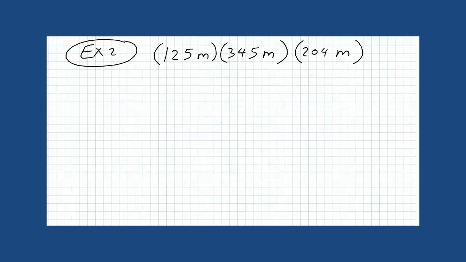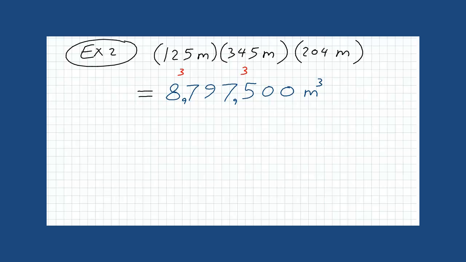Suppose that we want to multiply these three measurements: 125 meters, 345 meters, 204 meters. Using our calculator, we would have this result, and this is step 1. Looking at the three measurements, we have accuracy 3 with the first measurement. The second measurement also accuracy 3. The third measurement is accuracy 3. So we should round our result to accuracy 3. 1, 2, 3. Looking at the number on the right, it is more than 5, so we would have this result rounded to 3 significant digits.